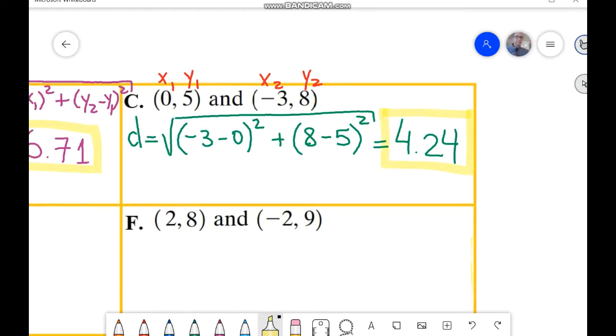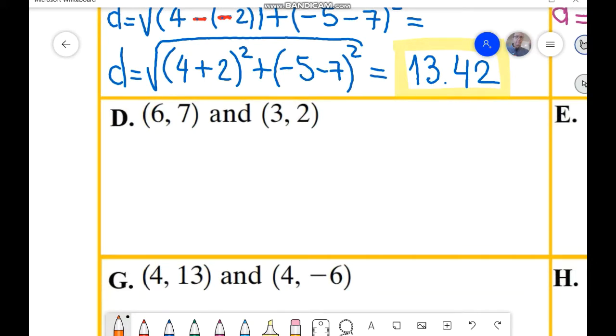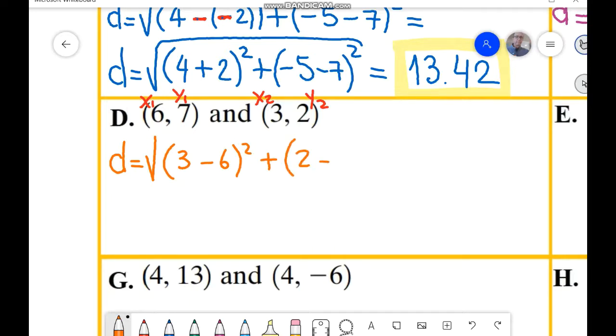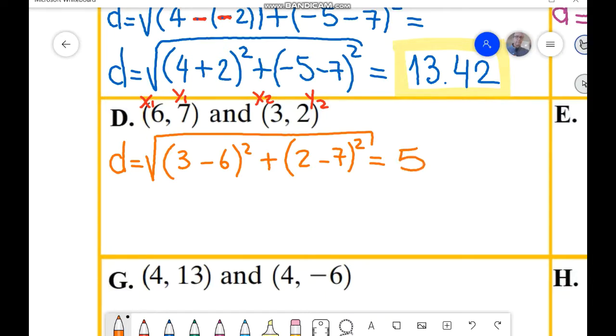Letter C, and now you're asking about letter D. Let's move to letter D. Formula is the same, so D equals, you just need to identify x1, y1, x2, and y2. So D equals the square root of x2, 3 minus x1, 6 squared, plus y2, 2 minus y1, 7 squared. Type on the calculator this expression, parentheses 3 minus 6, close the parentheses, squared, plus parentheses 2 minus 7, close the parentheses, squared. This is equal to 34, and the square root of 34 is 5.83.